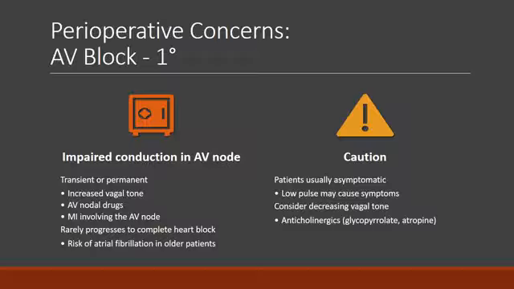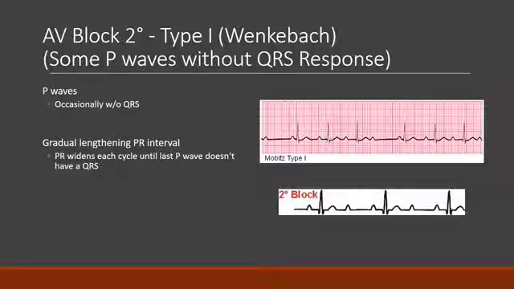Now, of particular note would be if the patient becomes symptomatic, or if they have a very low pulse, meaning a low heart rate, they can have a loss of cardiac output sufficient to where they may become lightheaded or start to have symptoms suggesting that they're not being perfused adequately. Next, let's talk about second degree type 1, otherwise known as Wenckebach.